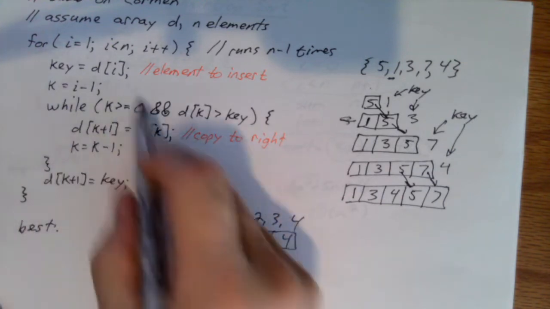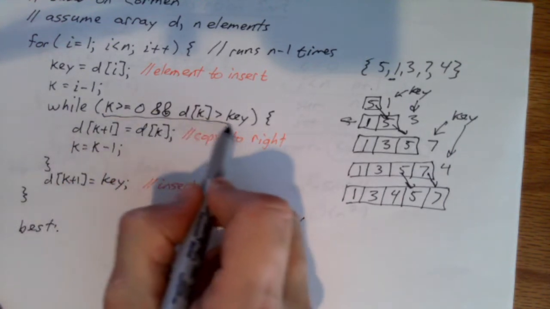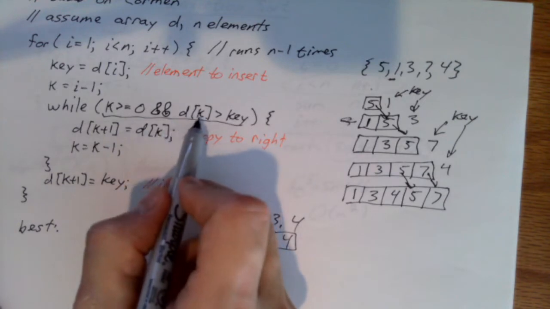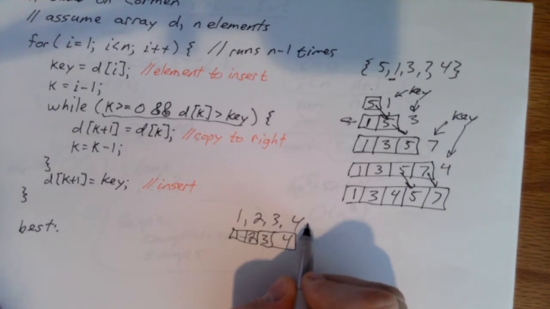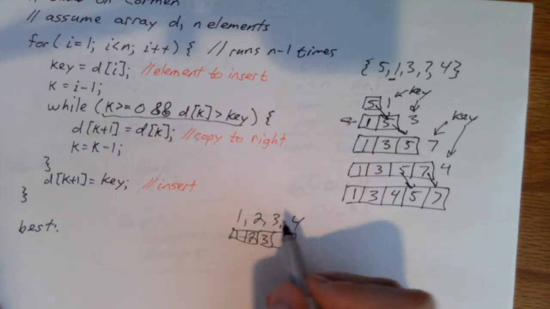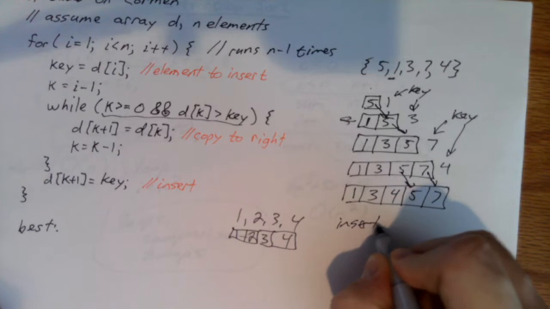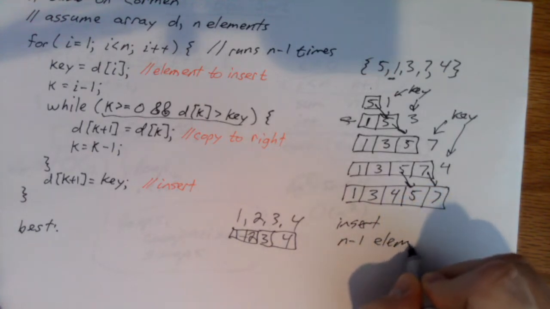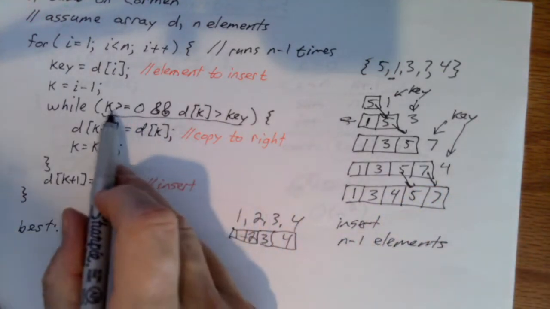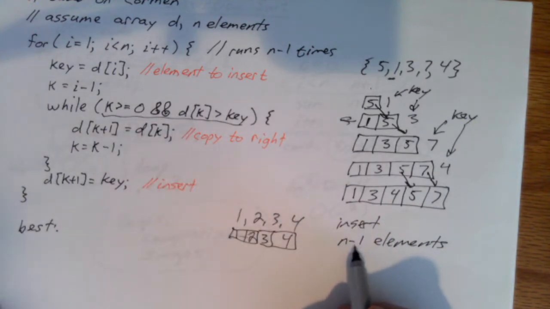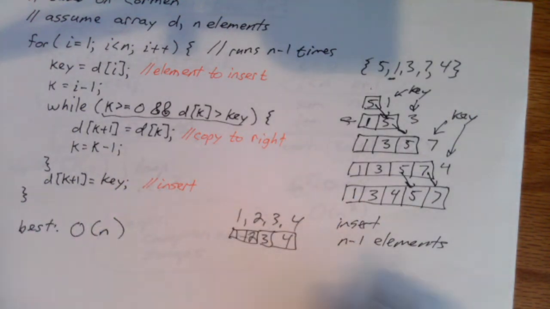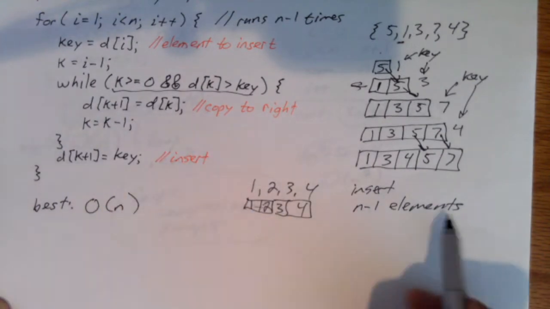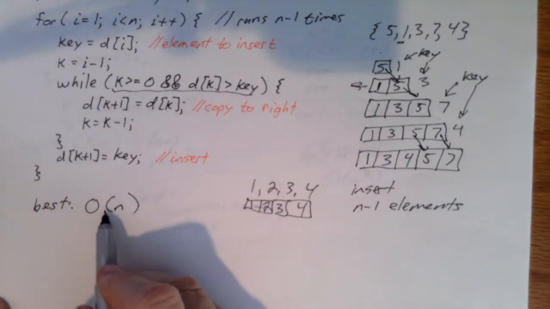So how many times do we ask the question, is k greater than or equal to 0 and D sub k is greater than key? Well, we need to insert 1, 2, 3, which is 1 less than the 4 elements. We need to insert n minus 1 elements. And therefore, we ask this question n minus 1 times in the best case, which means our big O here is n. Our upper bound on what we're doing here is big O of n.